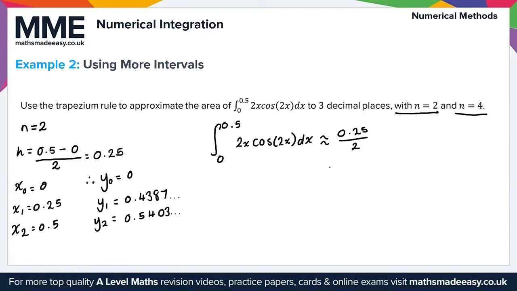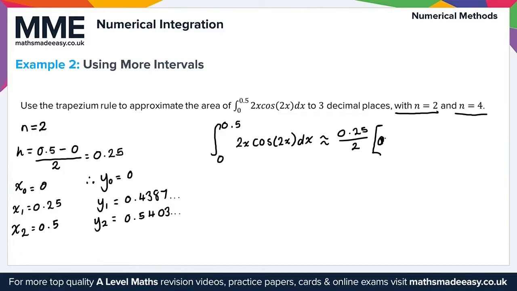And remember, we do y0 plus the last one, which is y2 in this case, so 0 plus 0.5403. But just to make sure we have full accuracy here, I'm going to use this definition that we've used, 2x cos 2x. I'm just going to substitute those values in. Our first one will be 0 anyway, so we can just write that as 0.